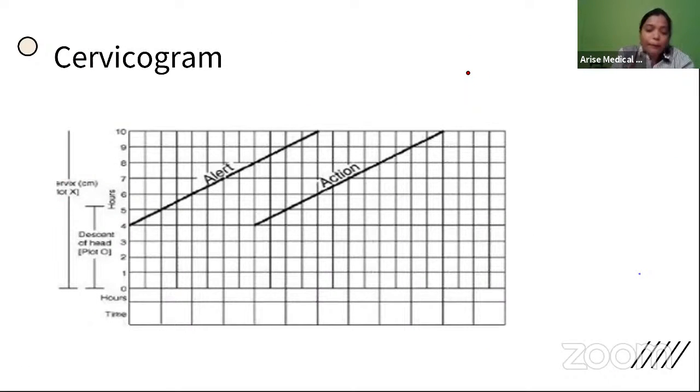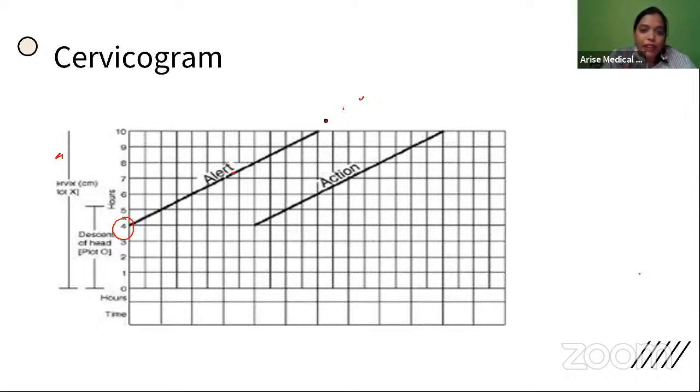Next, partogram. Partogram starts at how many centimeters of dilatation? Partogram starts at 4 centimeters dilatation. So from 4 to 10, the rate of dilatation we take is 1 centimeter per hour. This is called the alert line.